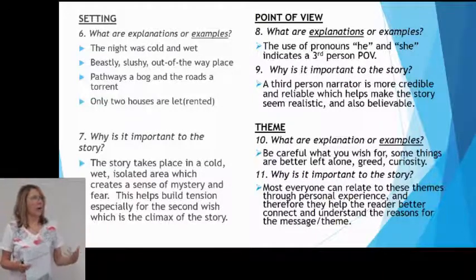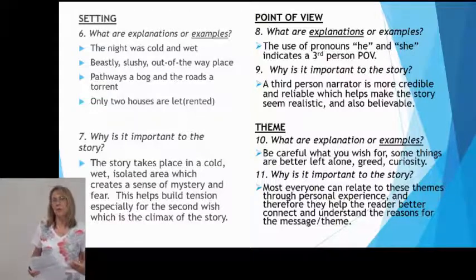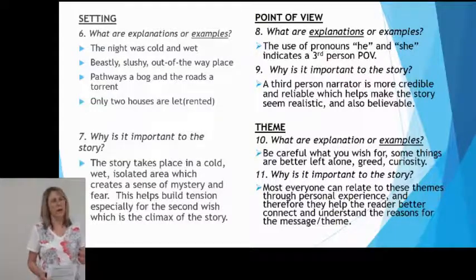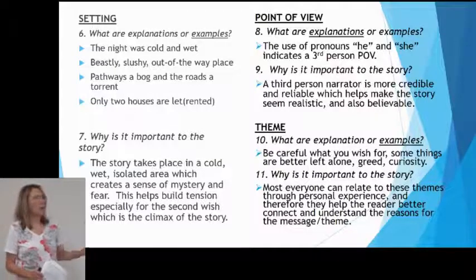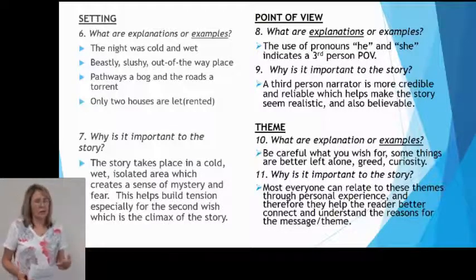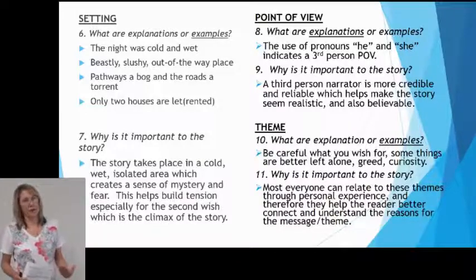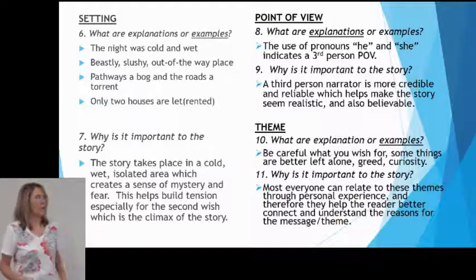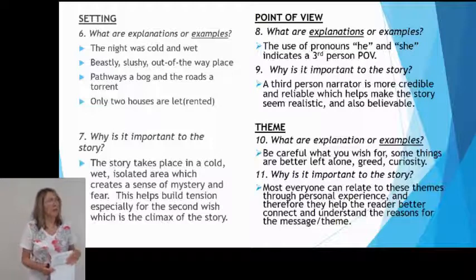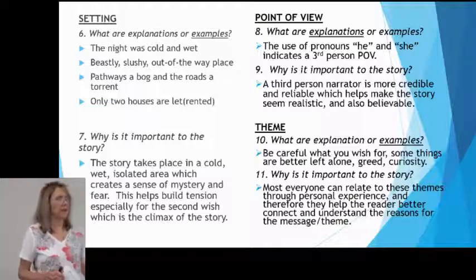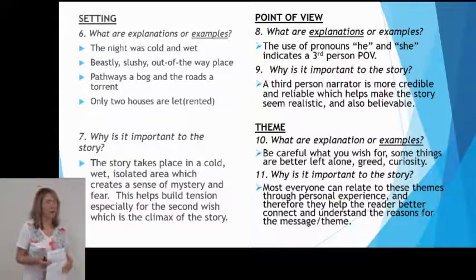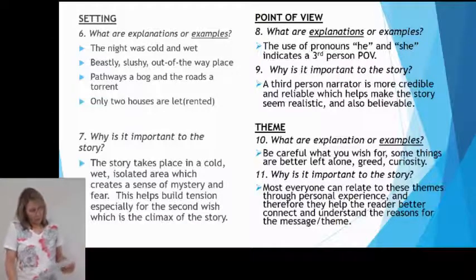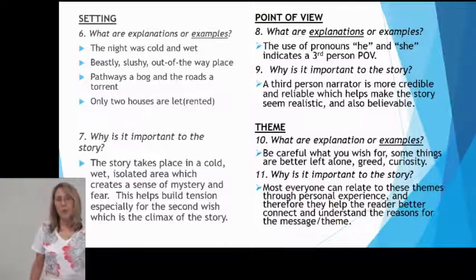So we know that. Now, there's other aspects to points of view, whether it's omniscient or limited. I'll discuss that later. Okay, why is it important to the story to know the point of view? Well, first off, a first-person narrator is not a very reliable narrator. That's like me telling you a story, you get one side of it. Okay? But a third-person narrator is more credible and reliable, which helps make the story seem more realistic and also believable.